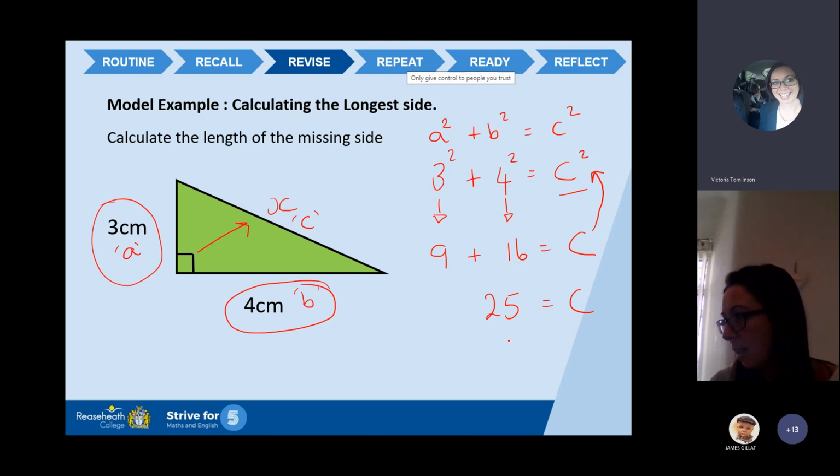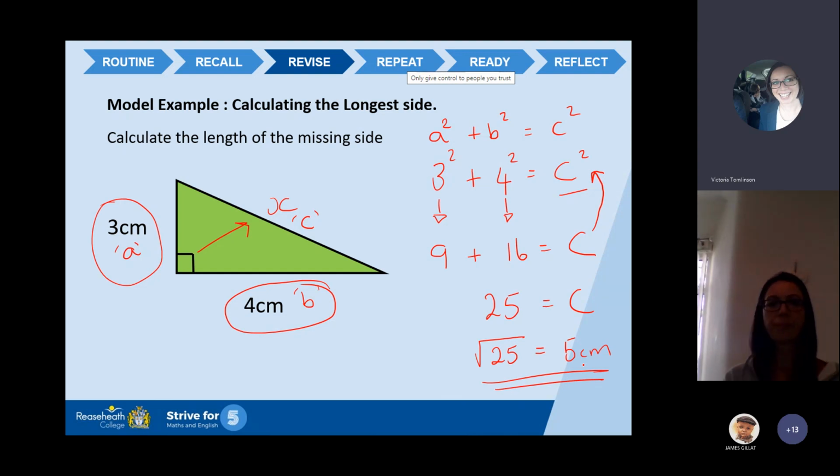Well done, Harry. Yeah, and Karen and James, you square root it. So at the end, the square root of 25 is equal to 5 centimetres. Boom. Yeah, nice. So substitute in the numbers, square them both, add them, and then square root it.